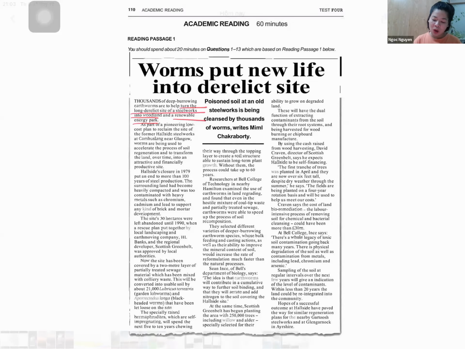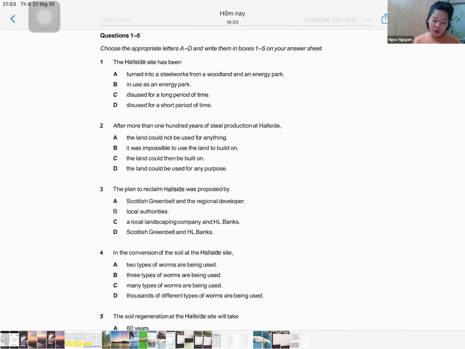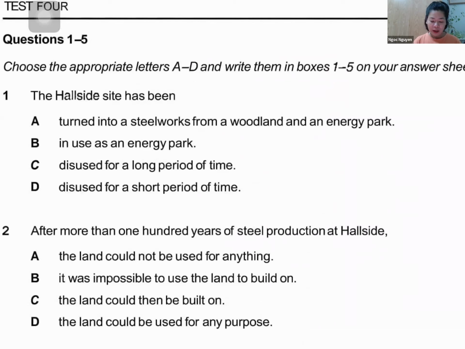Còn thông tin trong câu hỏi thì nó sử dụng câu A. Em nhìn câu A. Câu A số 1 đó chính là into steelworks from woolen. Thì thông tin chắc chắn là ngược rồi, đúng không Tùng Anh? Cặp giới từ, cặp tân ngữ là ngược rồi.